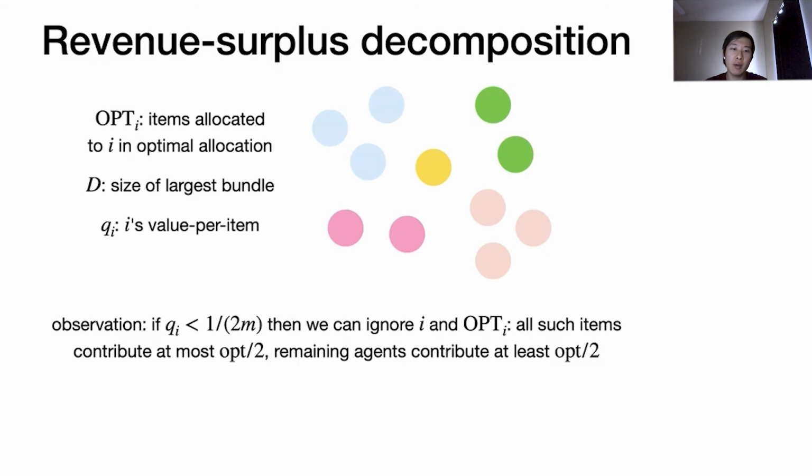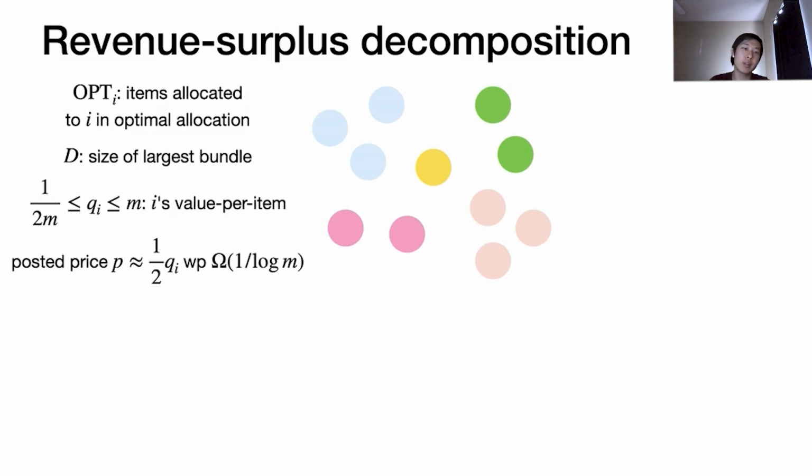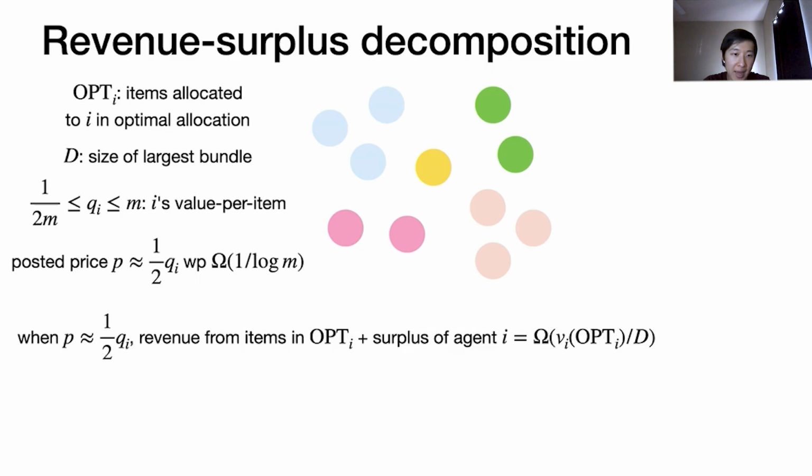And then the second observation is that if Qi is smaller than 1 over 2m, then we can ignore agent i and items in opt i because all such items contribute at most opt over 2 to the optimal welfare. And even if we remove these agents and items, the remaining agents still contribute at least half of opt, which is enough for our bound. So then we assume that Qi is between 1 over 2m and m. And the price we post, P, is about half of Qi with probability 1 over log m. So the claim we make here is that whenever P is about half of Qi, the revenue from items in opt i plus the surplus of agent i is at least Vi of opt i divided by D. So it's the share of agent i in the optimal welfare divided by D.